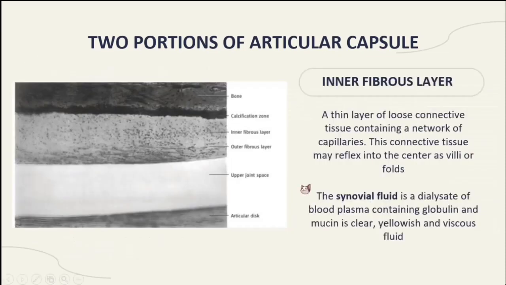The next portion is the inner synovial layer. As you can see, it is a thin layer of loose connective tissue containing a network of capillaries. This connective tissue may reflect into the joint space as villi or folds. The synovial fluid is a dialysate of blood plasma containing globulin and mucin. It is a clear, yellowish, and viscous fluid.